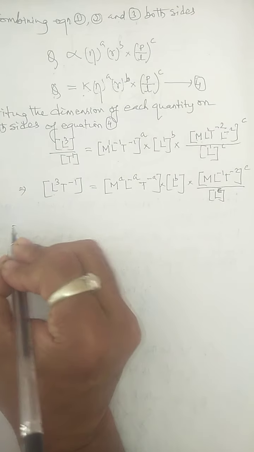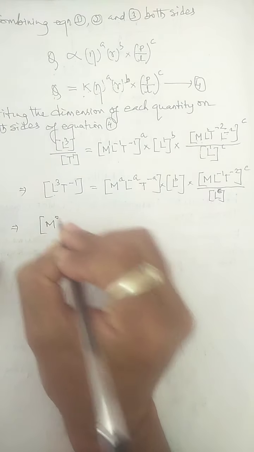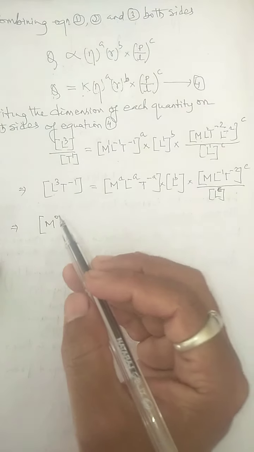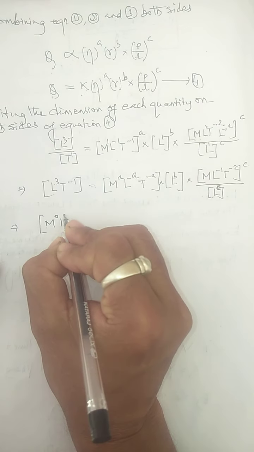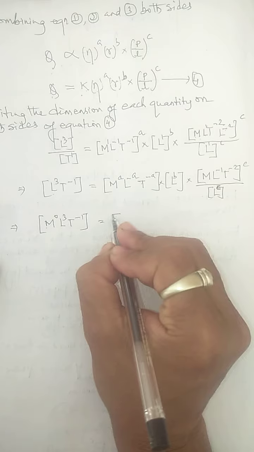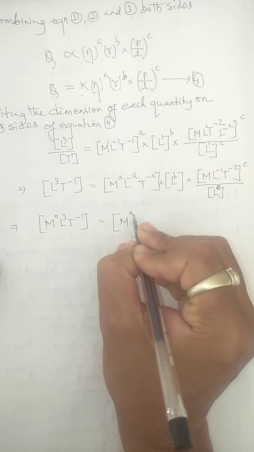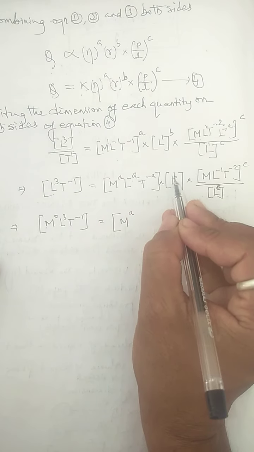But on the left hand side, there is no m. But still I can write m with power 0, because there is no dimension of mass on the left hand side. So I write m to the power 0, with L cubed t to the minus 1. Now let me combine this. M to the A, now L, there are two L's. One is L to the minus A and L to the plus B.